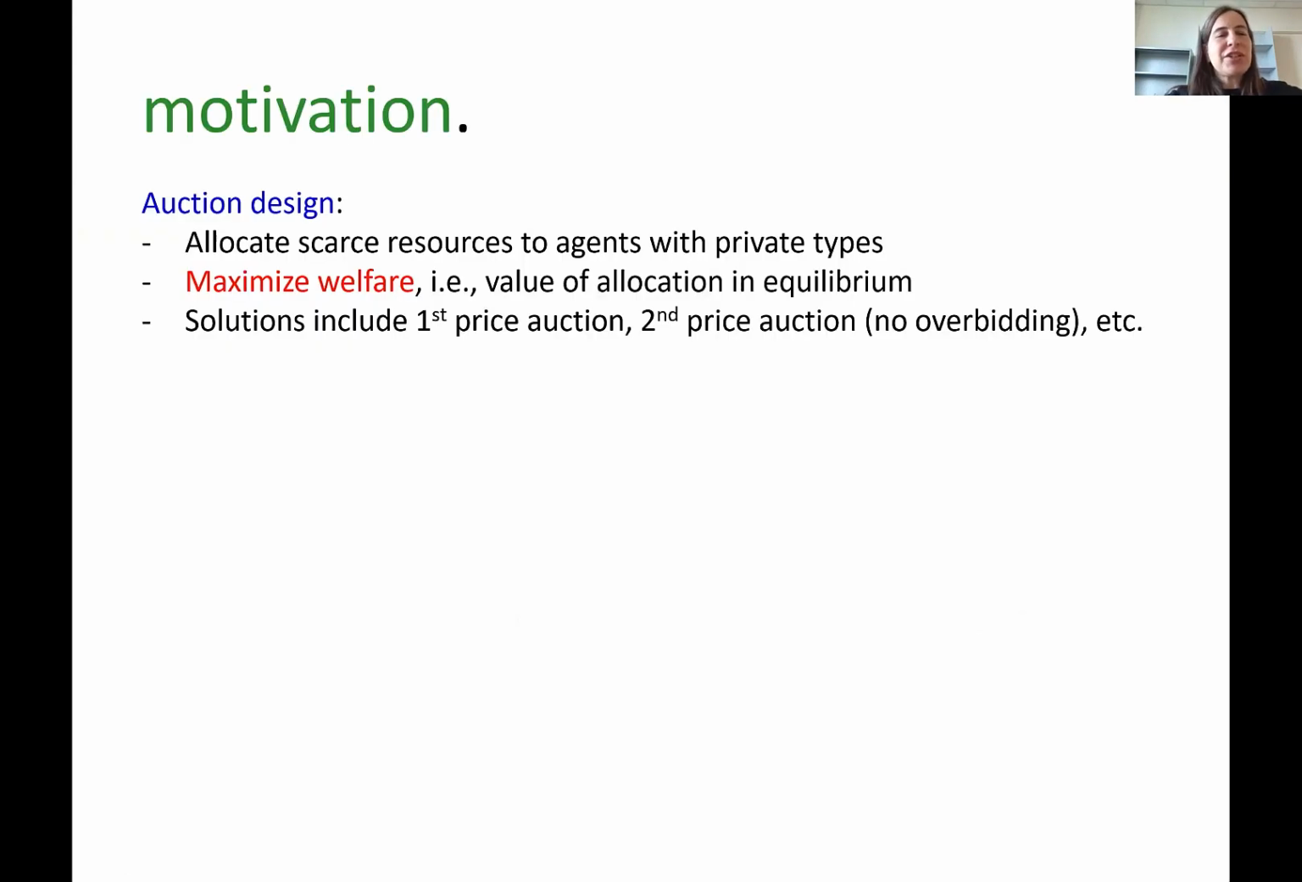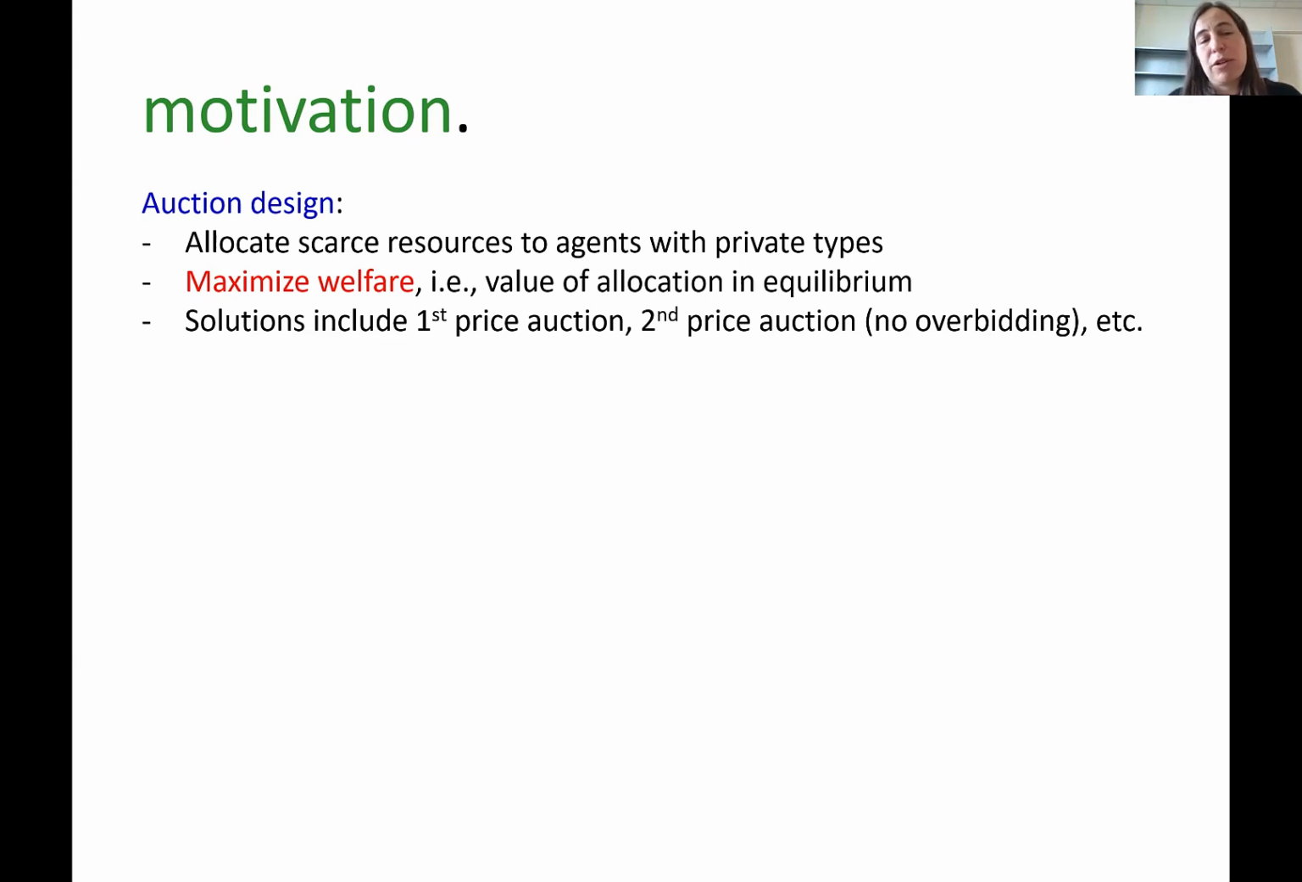Okay, so the motivation for this paper is to try and think about auction design in the broader economic context in which it exists. Traditionally, what do we want to do in an auction? We'd like to allocate scarce resources to agents with private types. So the point of the auction is to elicit these types and understand what a good allocation might be.